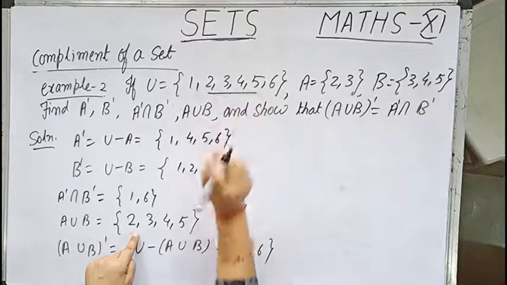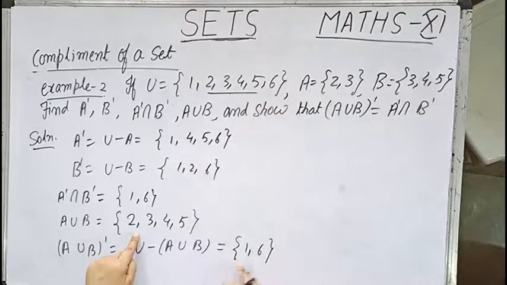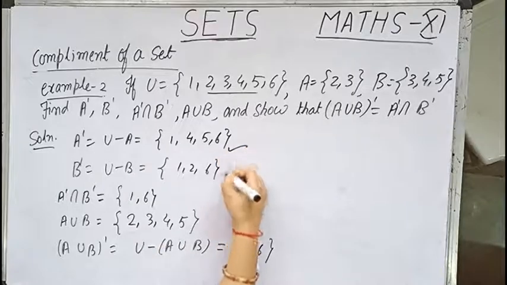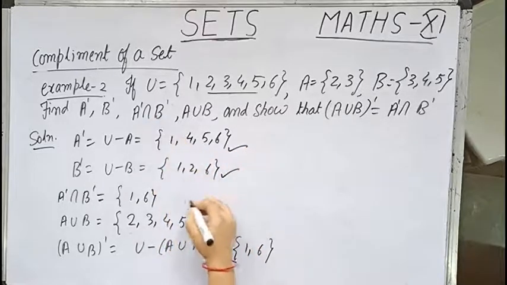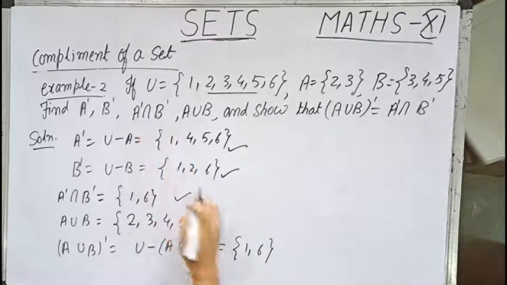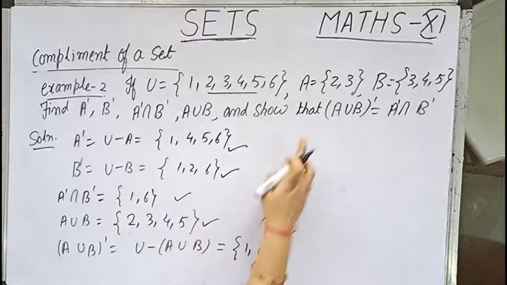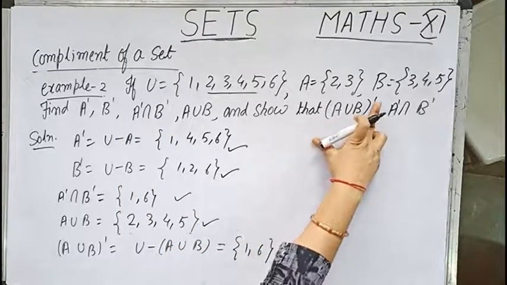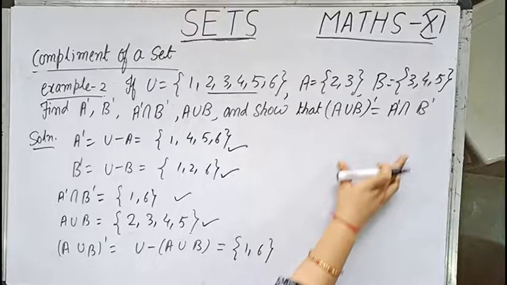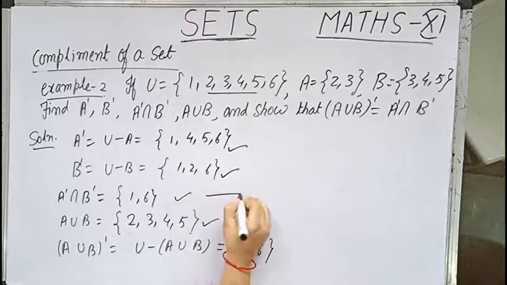This 2, 3, 4, 5 we will not write. Left is 1, 6. So we have written 1, 6. So we got A complement, B complement, A complement intersection B complement, A union B. Now we have to show that A union B whole complement equals A complement intersection B complement.